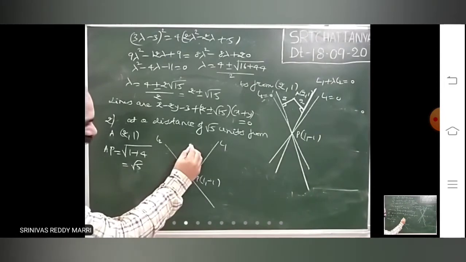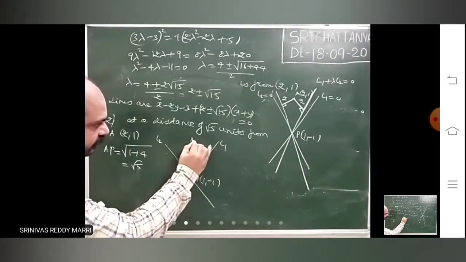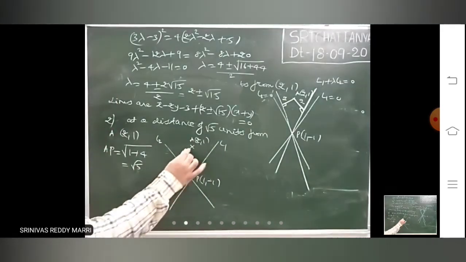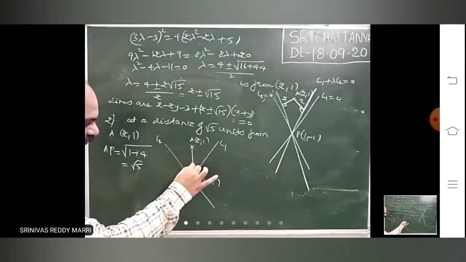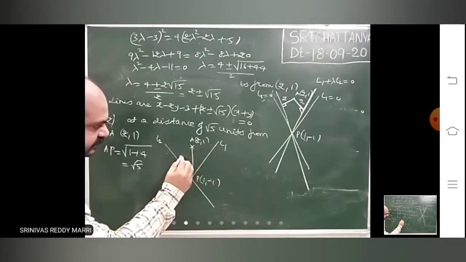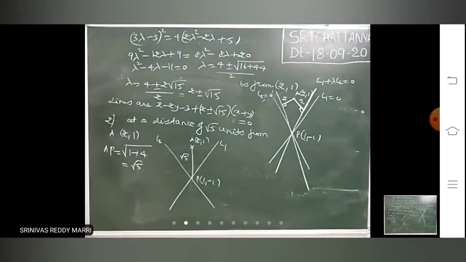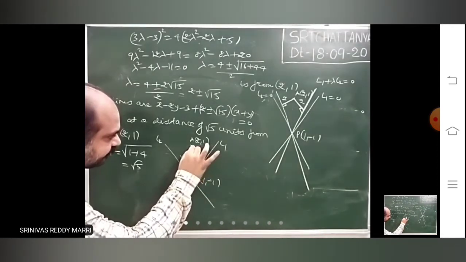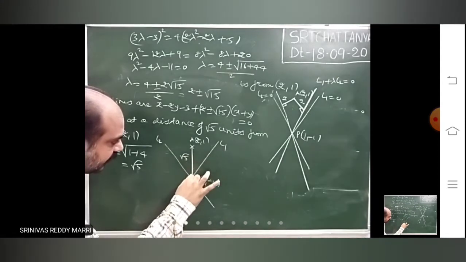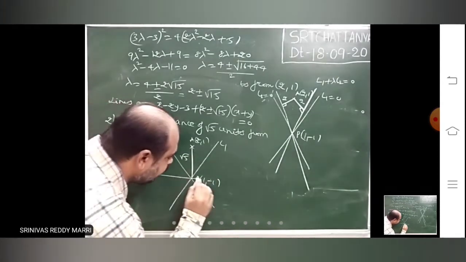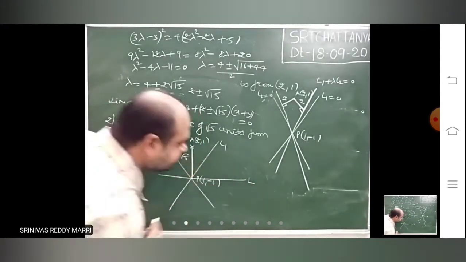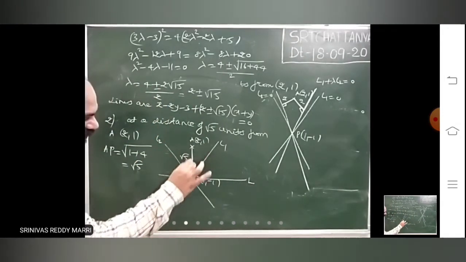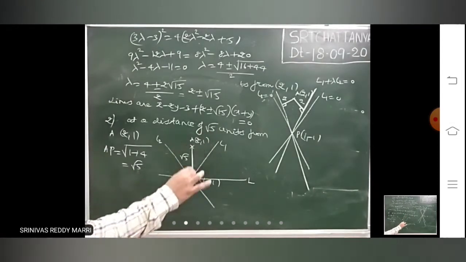from 2 comma 1. This is the point here, A, 2 comma 1. Directly you can find out. No need to take the form L1 plus lambda L2. Join this. This distance is directly √5 if you observe. Then the distance of this point to the line passing through the point: draw one line. L is perpendicular to what? L is perpendicular to AP. This distance is √5, already given.